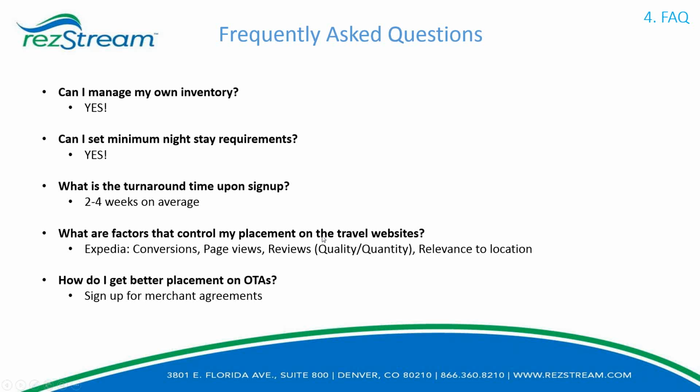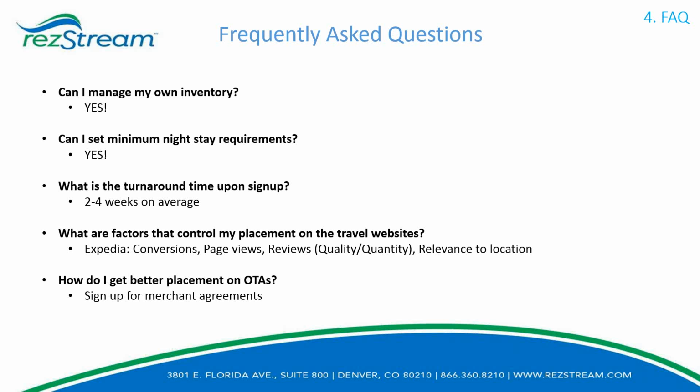Next thing here, what are factors that control my placement on a travel website? So, for example, on Expedia, as I mentioned before, there are factors related to whether you're on a merchant agreement and they give you some preferential treatment and some fancy listing features, as opposed to being on a GDS agreement where you have more of a basic feature set. Well, there's an exception to the rule, okay? I've got properties in certain areas that are listed higher on the GDS agreement paying 10% to that website than those that are on a merchant agreement paying 15 to 25%.